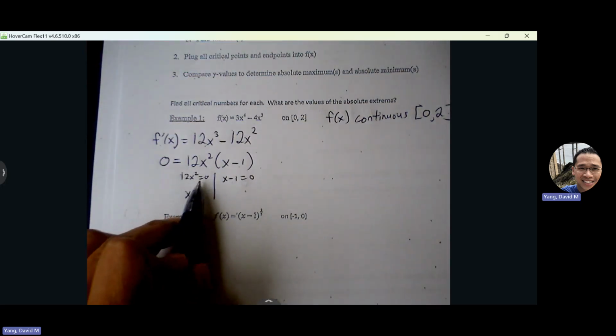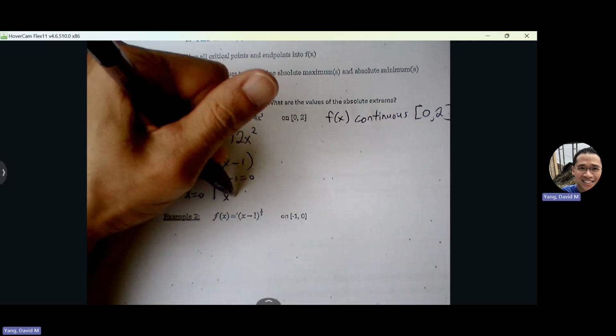All right, we have two candidates, right? If I set 12x squared equals 0 and x minus 1 equal to 0, I'll find two critical points. x equals 0 if I divide by 12 and take the square root, and x equals 1.